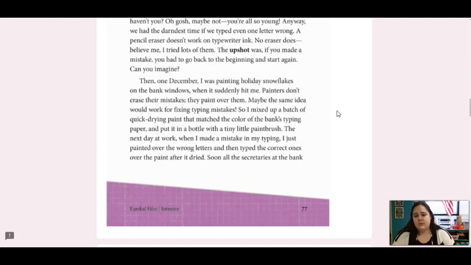Painters don't erase their mistakes, they paint over them. Maybe the same idea would work for fixing typing mistakes. So I mixed up a batch of quick-drying paint that matched the color of the bank's typing paper and put it in a bottle with a tiny little paintbrush. The next day at work, when I made a mistake in my typing, I just painted over the wrong letters and then typed the correct ones over the paint after it dried.